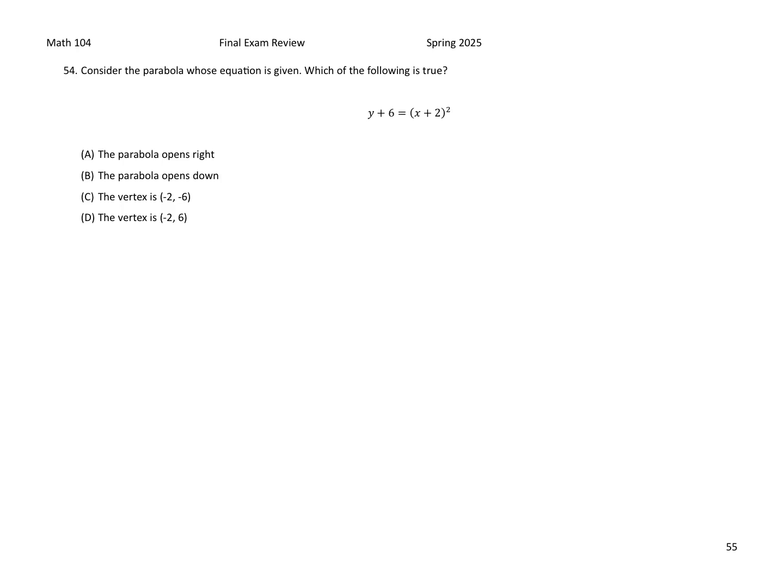Consider the parabola whose equation is given. Which of the following is true? y plus 6 equals (x plus 2) squared. So because x is being squared, that tells me that this parabola opens up or down, which means I can eliminate A.